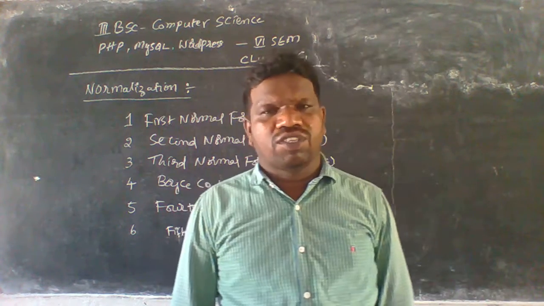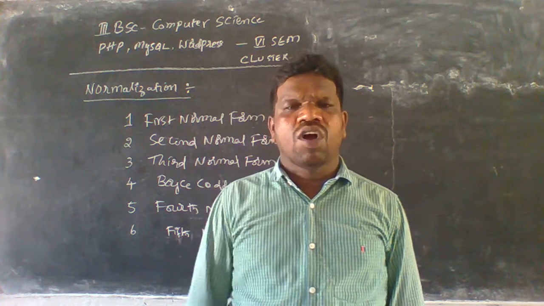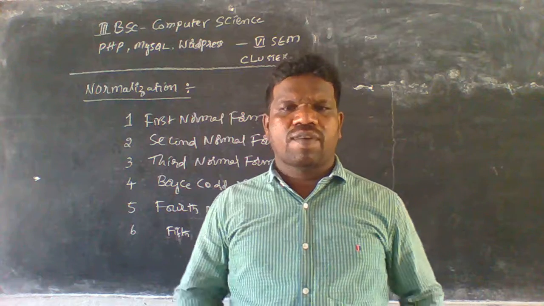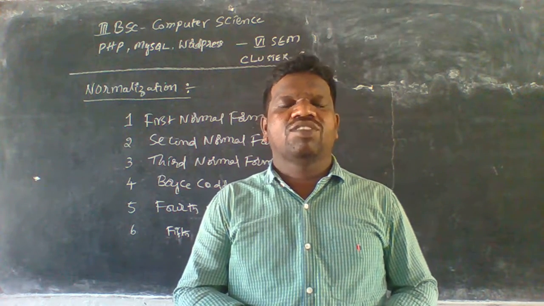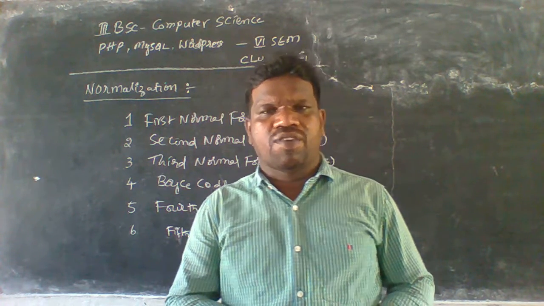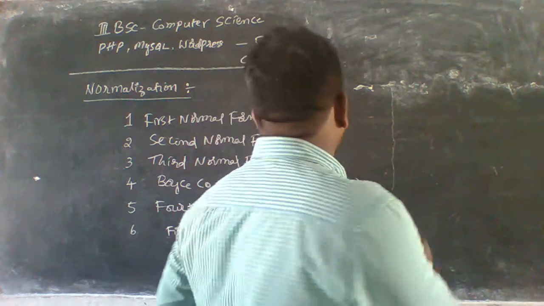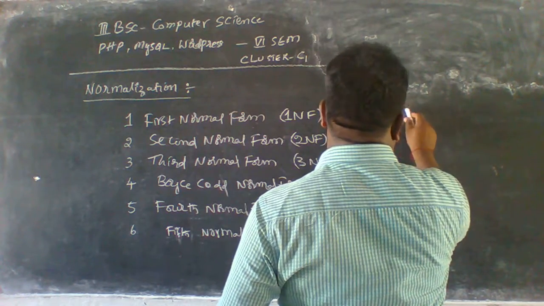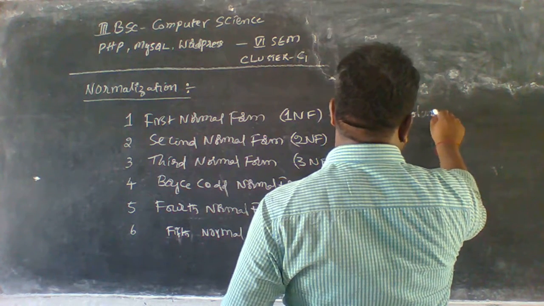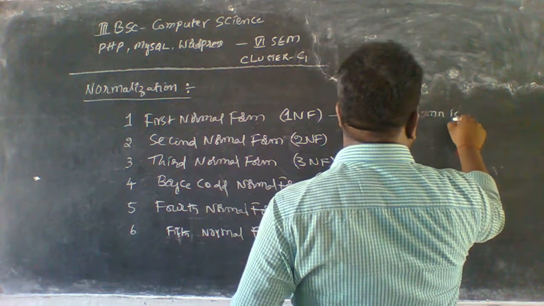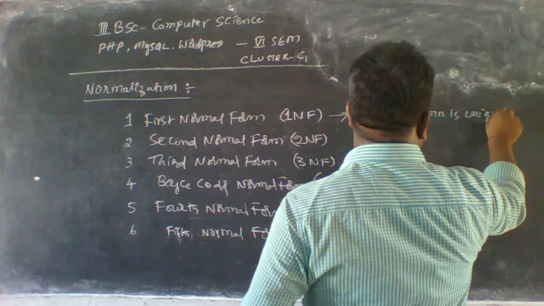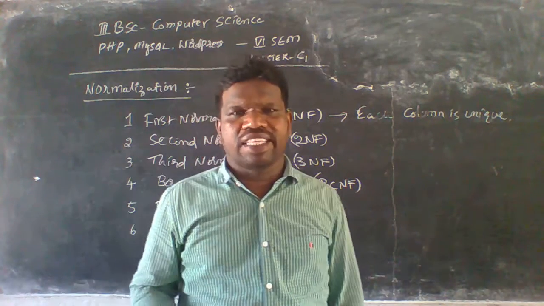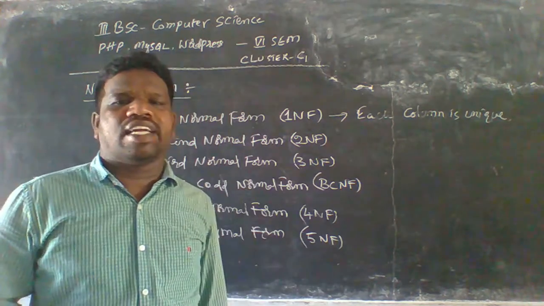1NF means first normal form. What is the purpose of the first normal form? In first normal form, each column is unique. That means if you are taking any table that contains a unique database.